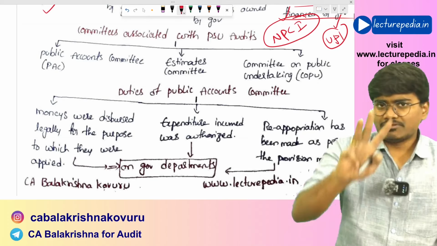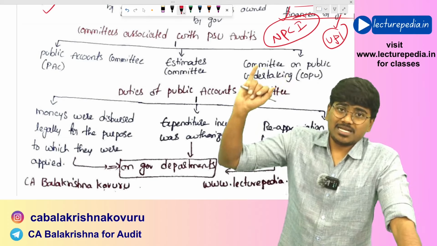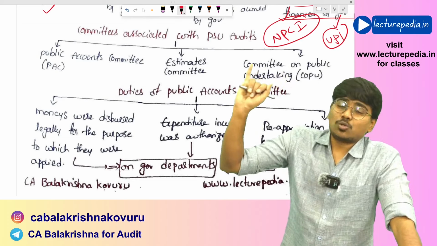So we have three committees. One is the Public Accounts Committee, the Estimates Committee, and the Committee on Public Undertakings. Okay, PAC, Estimates Committee, COPU. These are the three committees that we'll be discussing. First of all, the duties of PAC, the Public Accounts Committee. What duties will this Public Accounts Committee do?